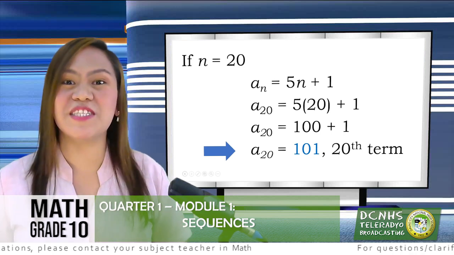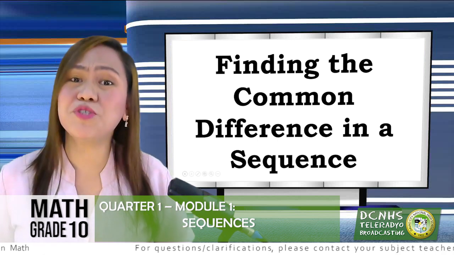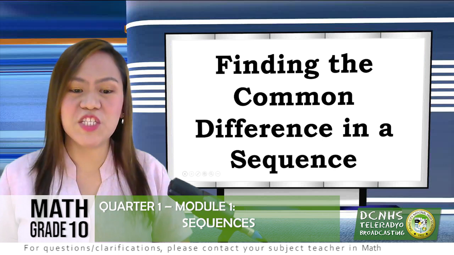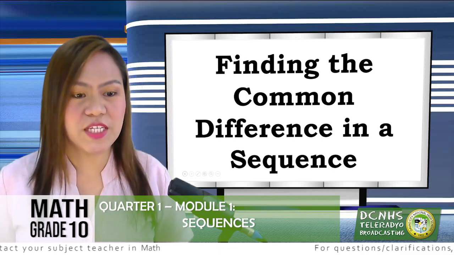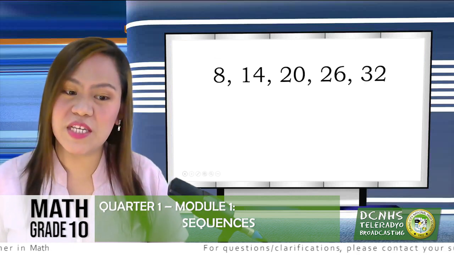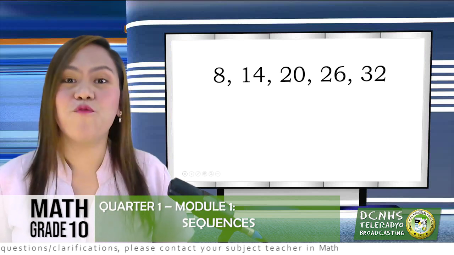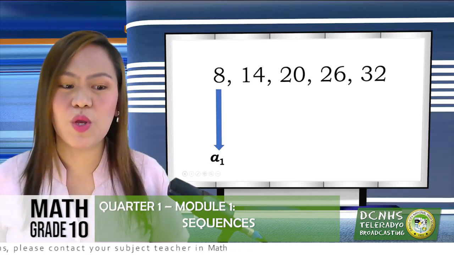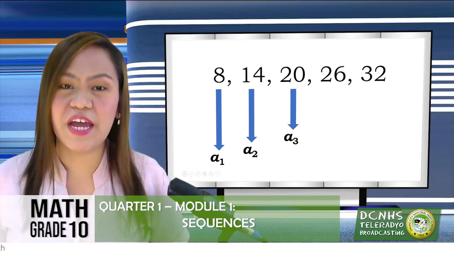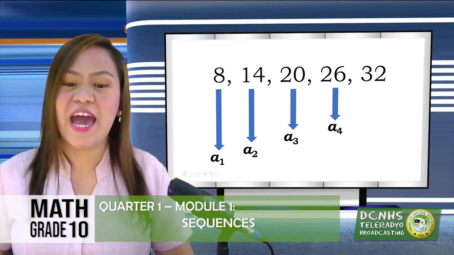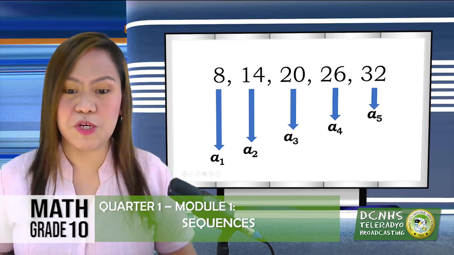Finding the common difference in a sequence. To determine the common difference in a sequence, subtract any term by its preceding term. Given the sequence 8, 14, 20, 26, 32, we assign 8 as a sub 1, 14 as a sub 2, 20 as a sub 3, 26 as a sub 4, and 32 as a sub 5. Any of these terms can be subtracted by the preceding term.